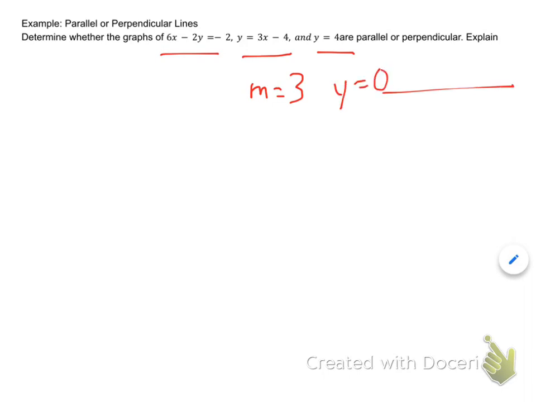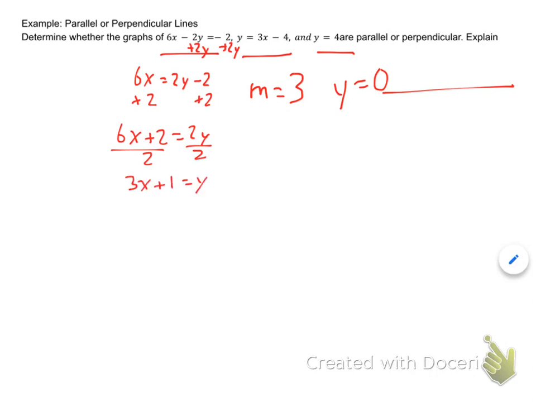The only thing left then is to find the slope of this line. And to do that, you will put it into slope-intercept form. I highly suggest you add 2y. Actually, let's just do the problem. Add 2y. So I get 6x equals 2y minus 2. Add 2. So I get 6x plus 2 equals 2y. Divide everything by 2. 3x plus 1 equals y. That means the slope is equal to 3.